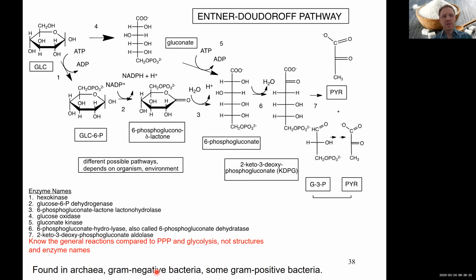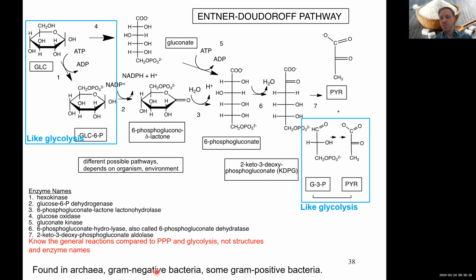How does this work? If you compare it to the two pathways that we covered, the PPP in this lecture and our glycolytic pathway in previous lectures, look at this first reaction here, glucose to glucose 6-phosphate. That very much looks like glycolysis, right? That's also our first reaction of glycolysis. And at the very end here of the Entner-Doudoroff pathway, we have our reaction from G3P to pyruvate, right? That was our payoff phase of glycolysis. So we have a few parts of glycolysis in this pathway.